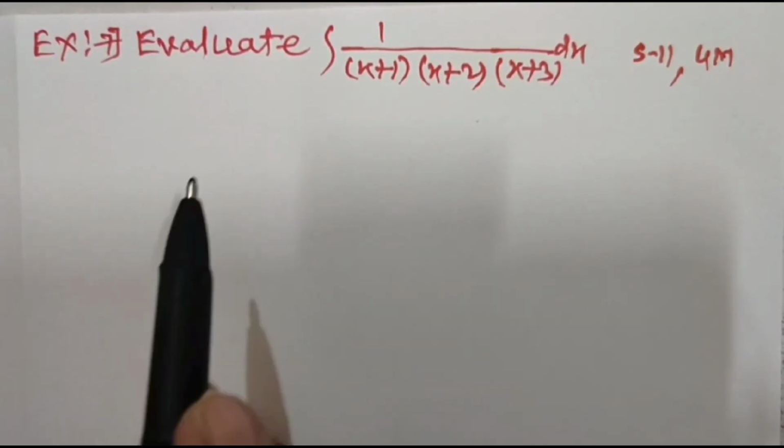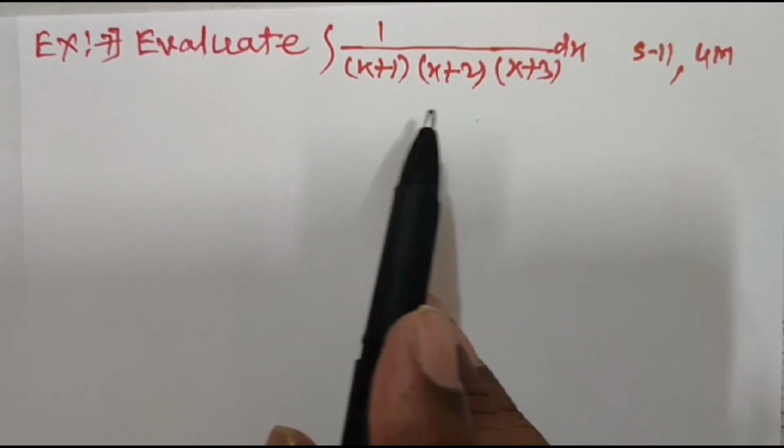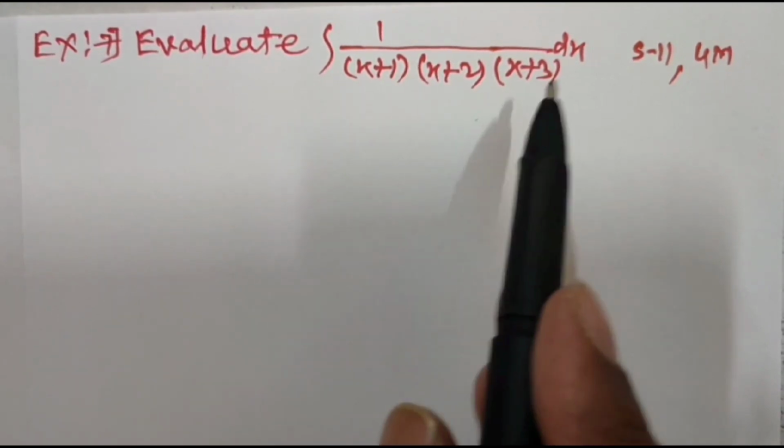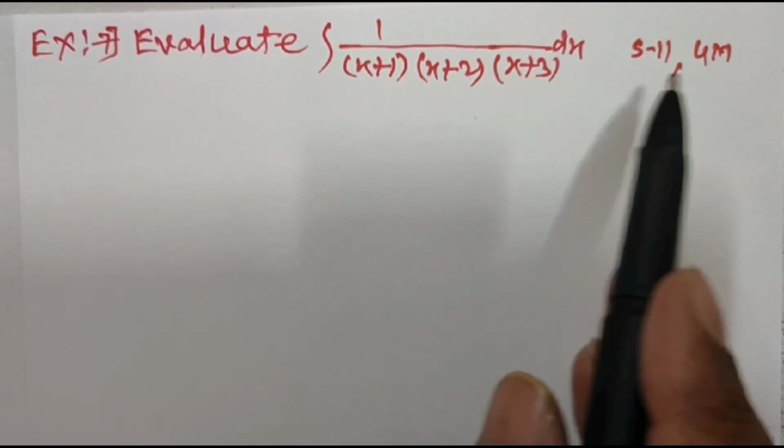Let us solve sum number 7. Evaluate the integral of 1 upon x plus 1 into x plus 2 into x plus 3, integral with respect to x. This sum appeared in summer 2011 for 4 marks.